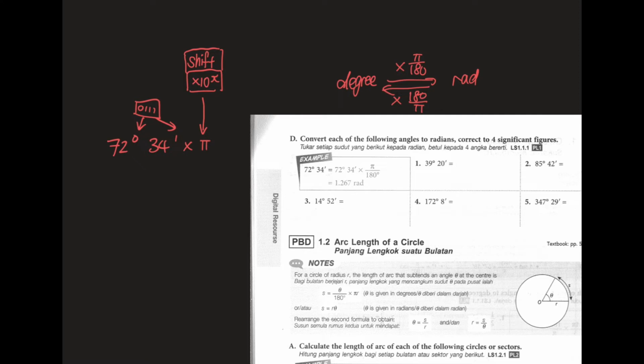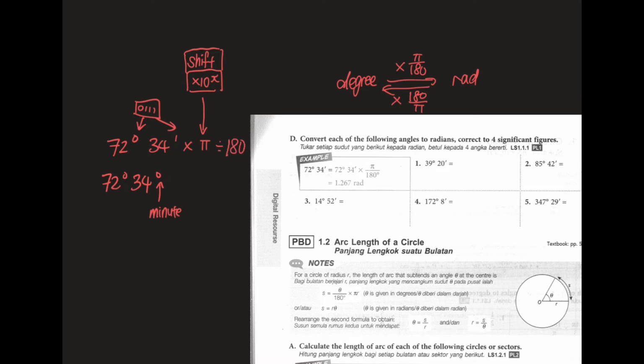So your calculator will show something like this: 72 degrees, 34, circle like that. In fact, this is minutes. Then you times pi. Are you able to find out pi from your calculator? Yes. Okay. Then divide by 180.